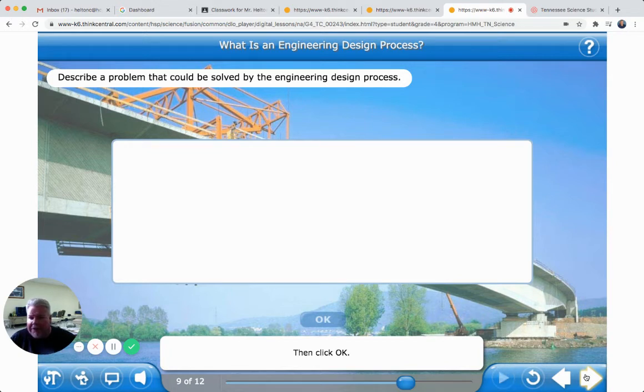What do you think? Can you think of a problem that could be solved by the engineering design process? How about, you know what I've seen? I've seen old tires stacked up in people's yards. What do you do with all those old tires?